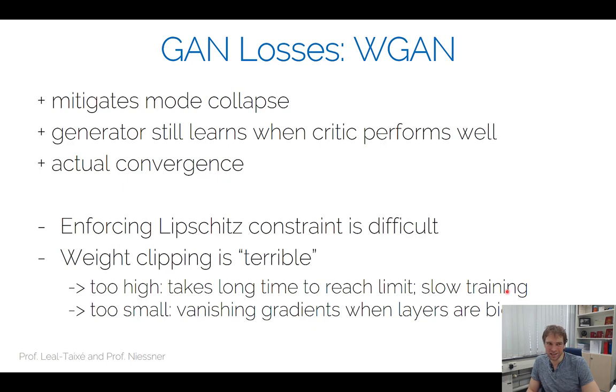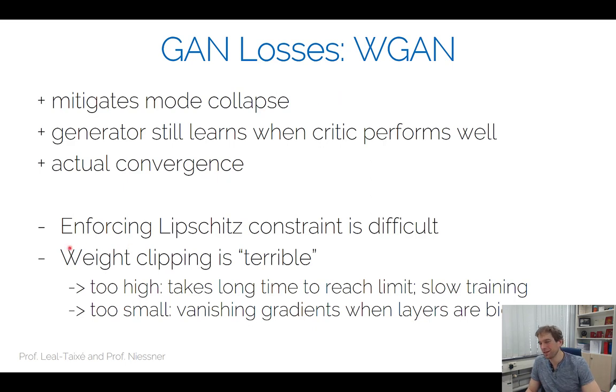Wasserstein GAN is great. Now we see what we're doing, so we have actual convergence. In theory, it should mitigate mode collapse. You can argue about that. Generator still learns when critic performs well, right? These two, they're not necessarily competing. They are on the same side. One problem is this Lipschitz constraint is difficult.